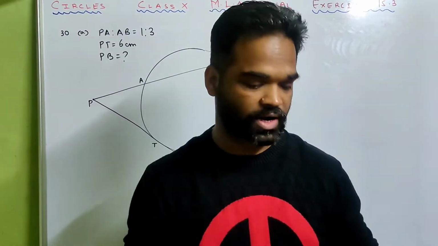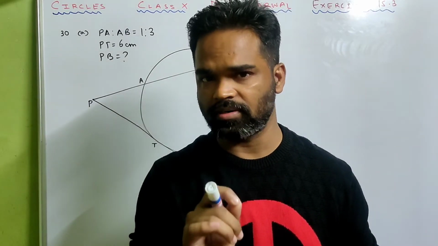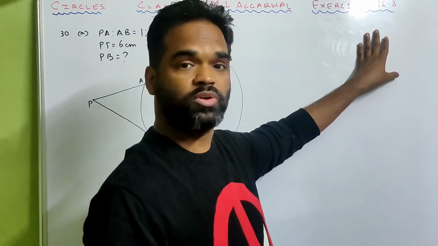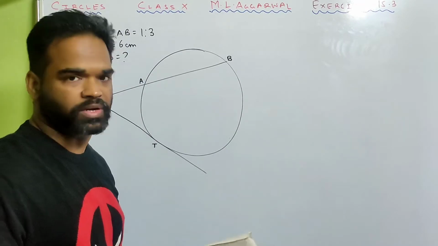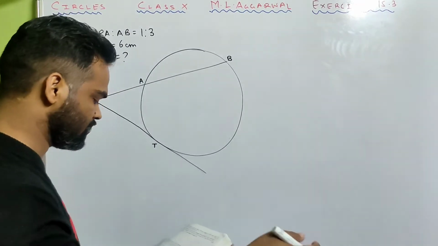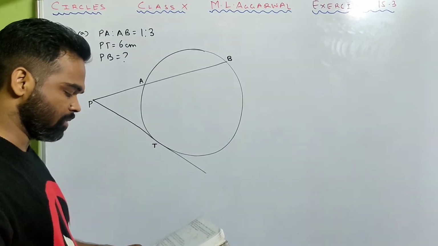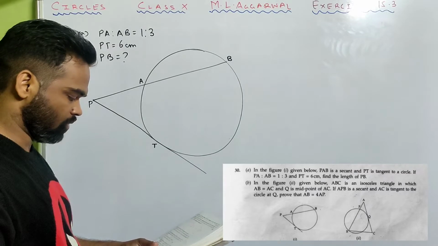So this video is for class 10 students and we were solving sums from the chapter Circles from M L Aggarwal, exercise 15.3, based on tangent and secant properties, and we have already done till sum number 29. For the previous video you can see the link in the description box. Let us start from sum number 30A, exercise 15.3 M L Aggarwal.